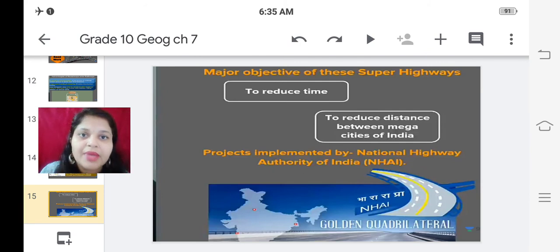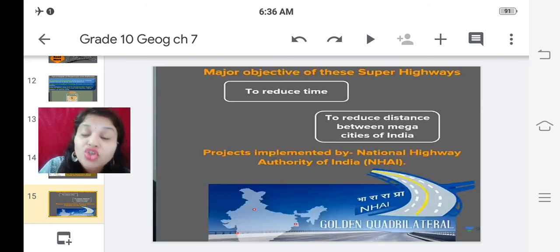Obviously, these four mega cities of our country, to reduce the distance between them, this super highway has been constructed. Okay, projects implemented by National Highway Authority of India, NHAI. Many a times you might have seen while traveling on any national highway, the green color board written over there, NHAI. NHAI means National Highway Authority of India, and this NHAI constructs the national highways.